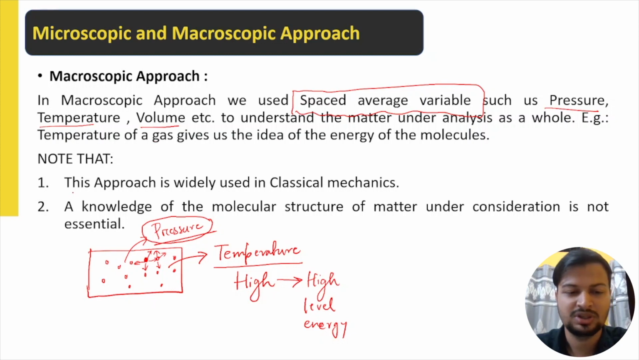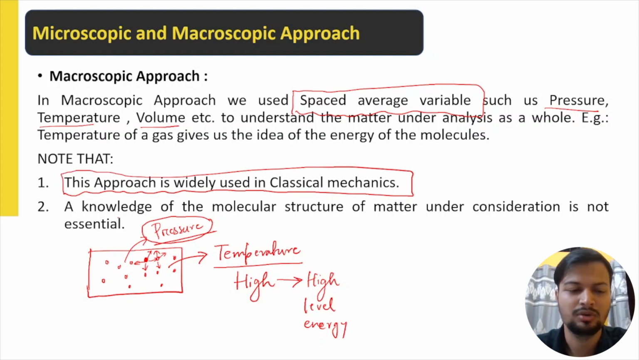So this approach is easy, and it is widely used in classical mechanics. It is not very tedious, and moreover we do not have to know about the molecular structure of the matter we are studying. If we are studying a gas, we do not have to know the molecular structure of the gas to understand the behavior. We just have to record some parameters, which are pressure, temperature, volume, etc., and we can get a clear picture about the state of the molecules.